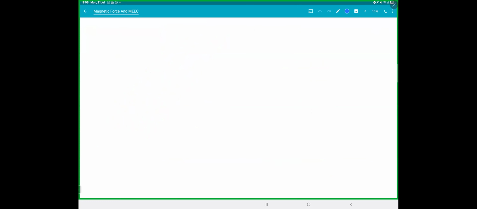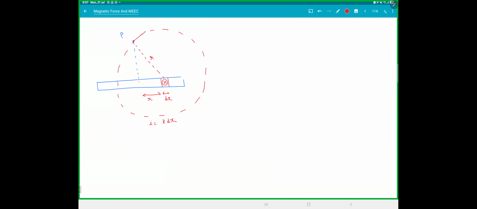How do we start? So if you look at the side view, at a distance x, if I take a thin slice here, the current will be k dx. So this thing is behaving like an infinite wire. If you look at the field direction, this is the distance, let's call it r. It will be like this. It is going clockwise. Agreed?